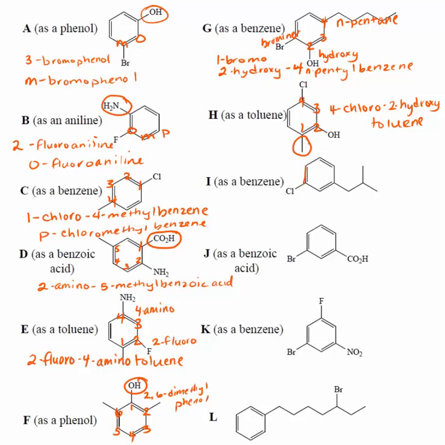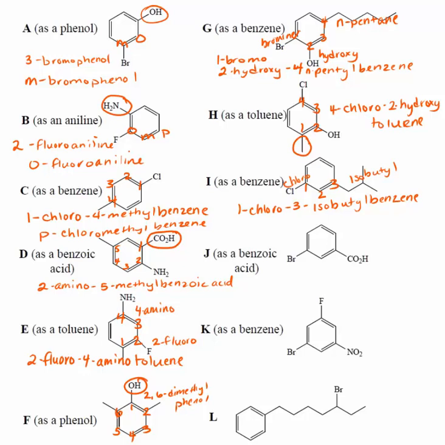If we're going to name I as a benzene, then we have our two substituents here. We have a chloro, and then we have this group here. Now this group is an isobutyl group. And this, of course, being chloro, we're going to give chloro the lower number. So that would be 1 chloro 3 isobutyl benzene.